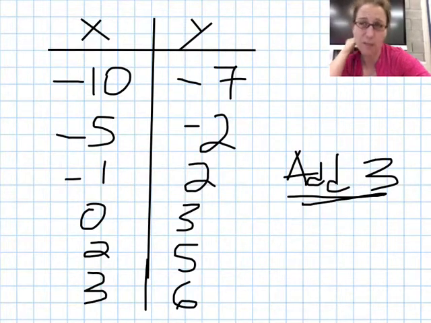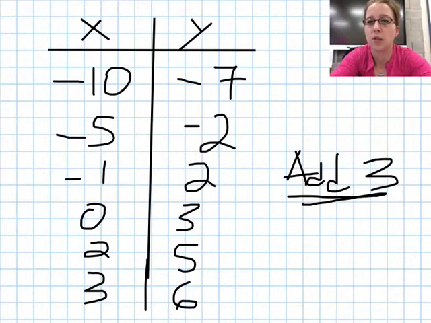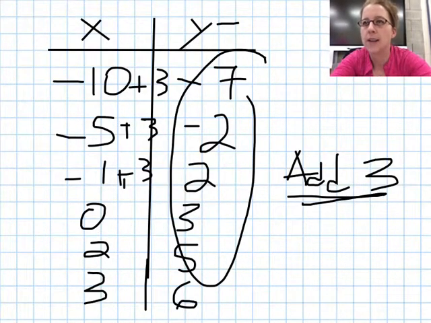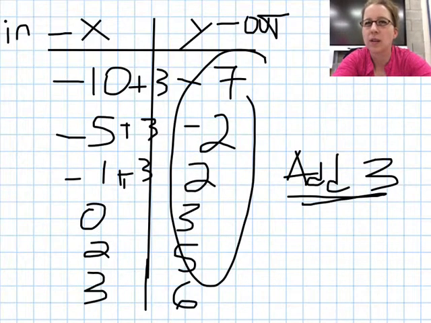There, you just completed your table of values. You did what you were supposed to do. You added 3 to each of these values, and you got your outputs over here. Your y is called your outputs. Your x's are going to be called your inputs.